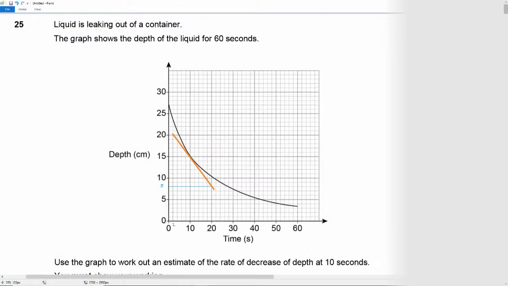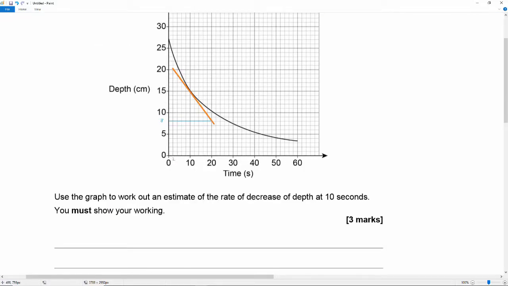And we're picking up in question 25, which reads, liquid is leaking out of a container. The graph shows the depth of the liquid for 60 seconds. Okay, so we've got the depth going up the y-axis and the time going across the x-axis. It says use the graph to work out an estimate for the rate of decrease of depth at 10 seconds. You must show your working.